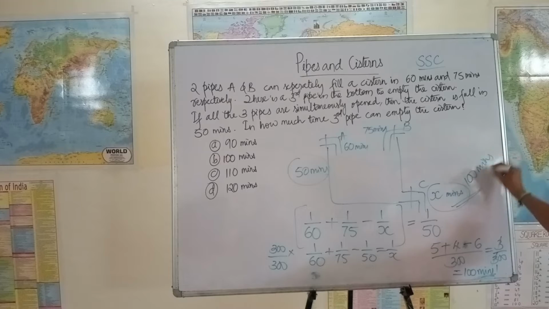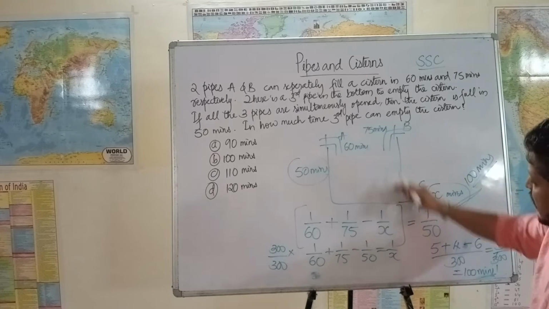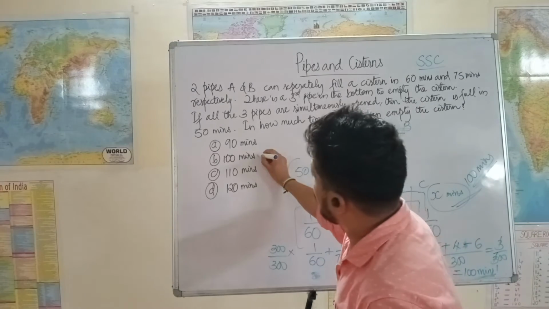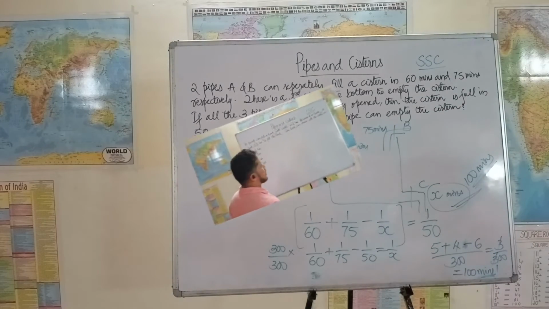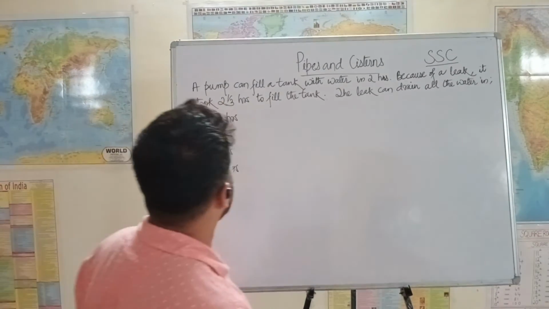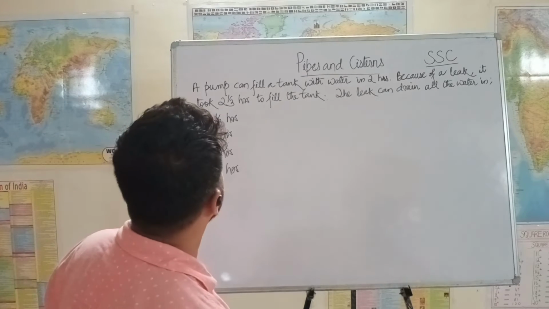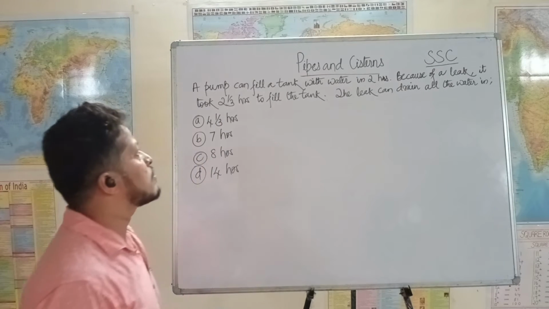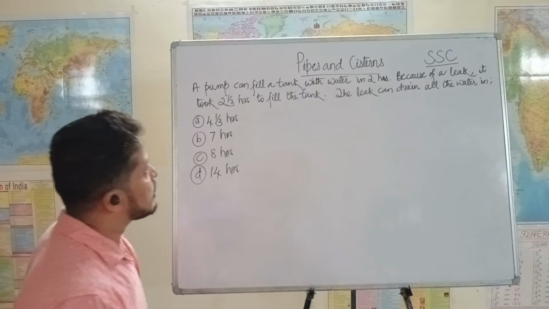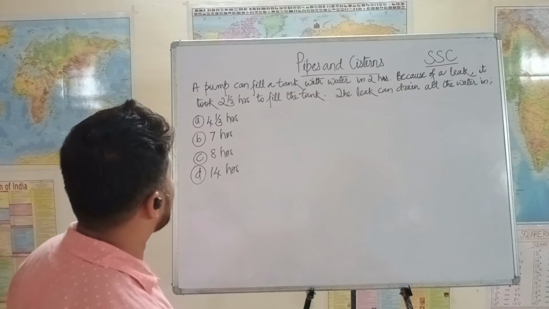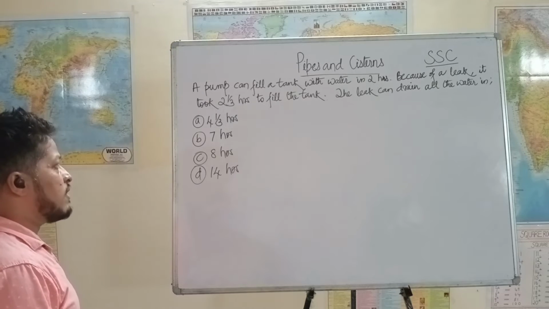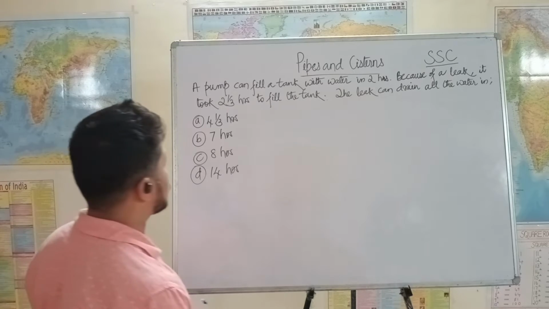That means this pipe C can empty the entire tank in 100 minutes. So option B is the right answer. Okay, we have another SSC question here. A pump can fill a tank with water in 2 hours. Because of a leak, it took 2 1/3 hours to fill the tank. The leak can drain all the water in 4 1/3, 7, 8 or 14 hours.